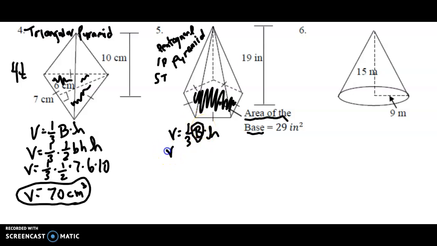So V is going to equal 1/3 times 29. And then the height. The height again is on the ruler. The height is 19. So to solve this one, we don't have to plug in a formula. All we have to do is multiply the numbers. And when we multiply that, you are going to get 183 2/3 inches cubed.